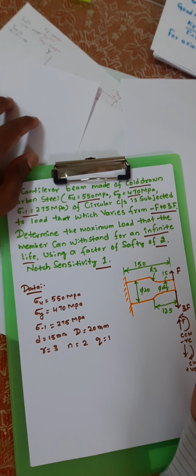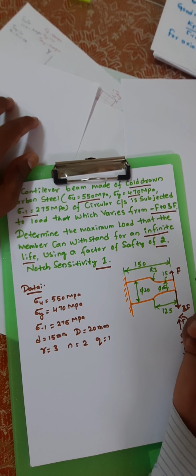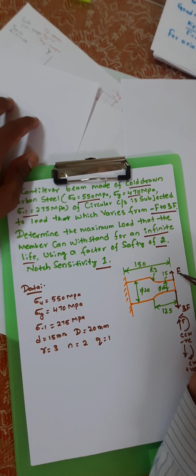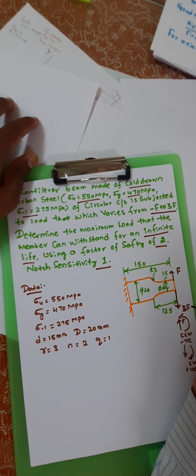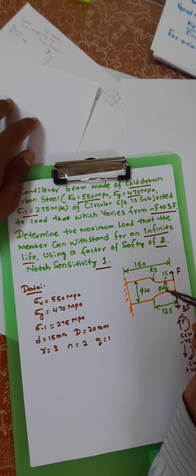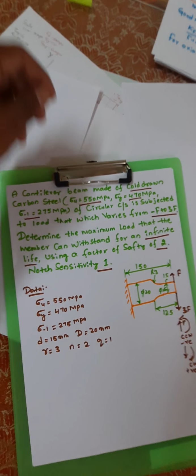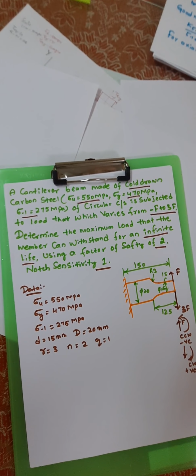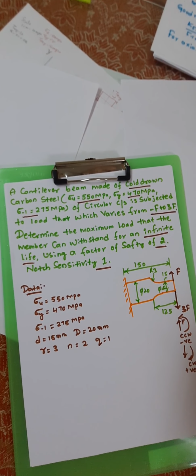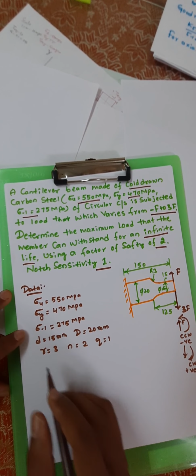Here the load varies from minus F to F on a circular cross section. If they do not give any condition, either you need to go for Goodman or Soderberg. You just go ahead with the Soderberg equation.